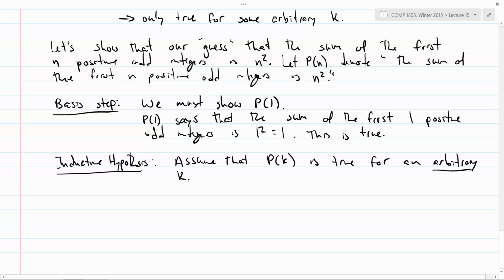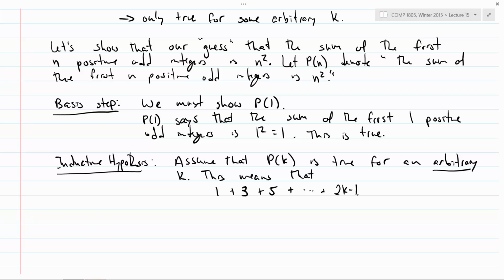Arbitrary is important. So what that means is that 1 plus 3 plus 5 plus something. What is the kth positive odd integer? Yeah, 2k minus 1. Why isn't it 2k plus 1? The short answer is that's 1 too many.